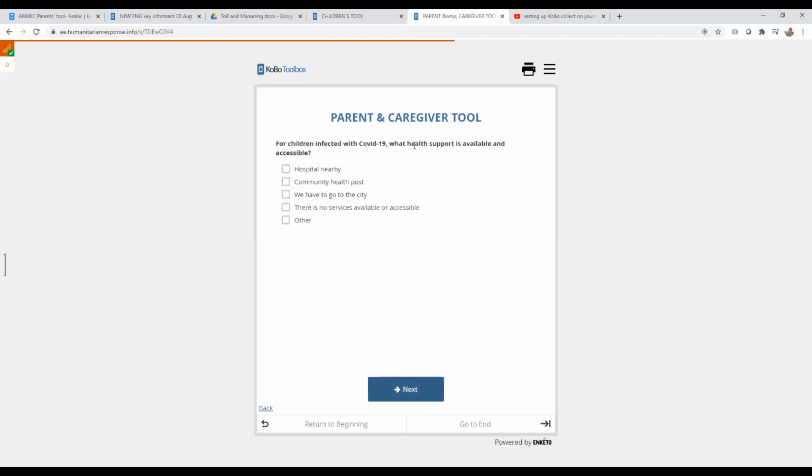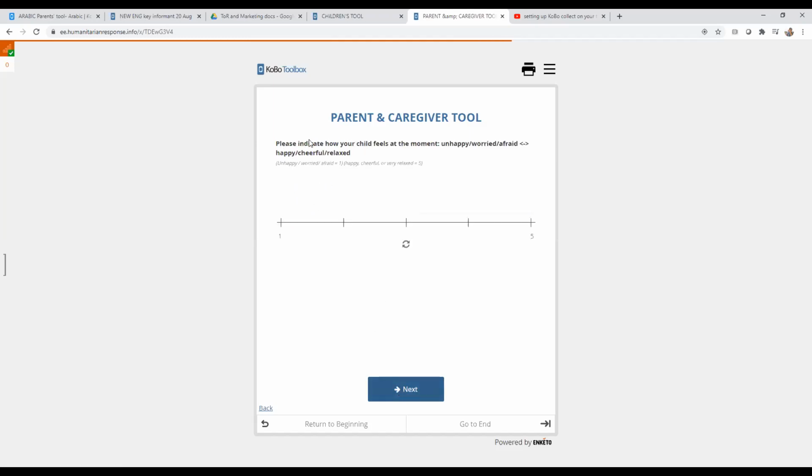For children infected with COVID, what health support is available? It could be a hospital, community health post. Sometimes you have to travel to the city. There are no services available, or something else. You can select one or more. If you have selected the other option, then the next question, you'll have to explain how. If you have not selected the other, then it skips to the next question here. Is health support accessible? Yes, no, I don't know, maybe no.